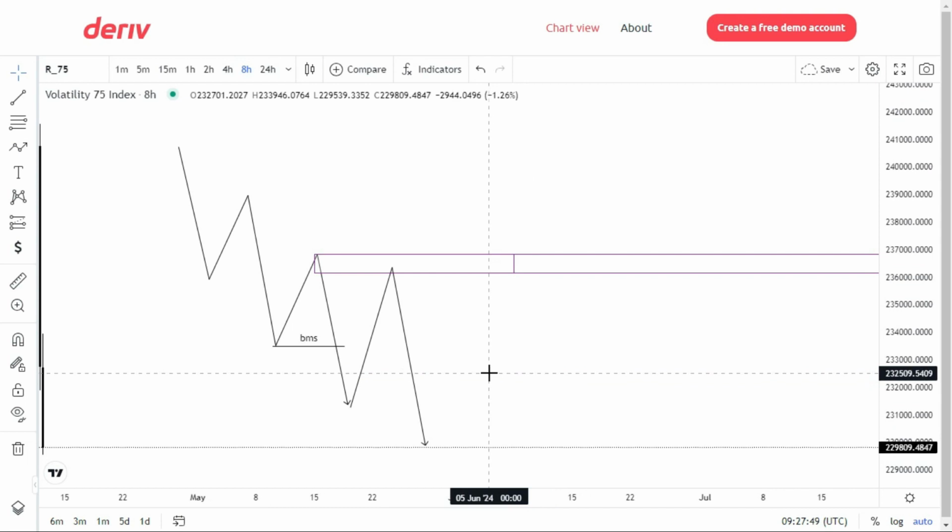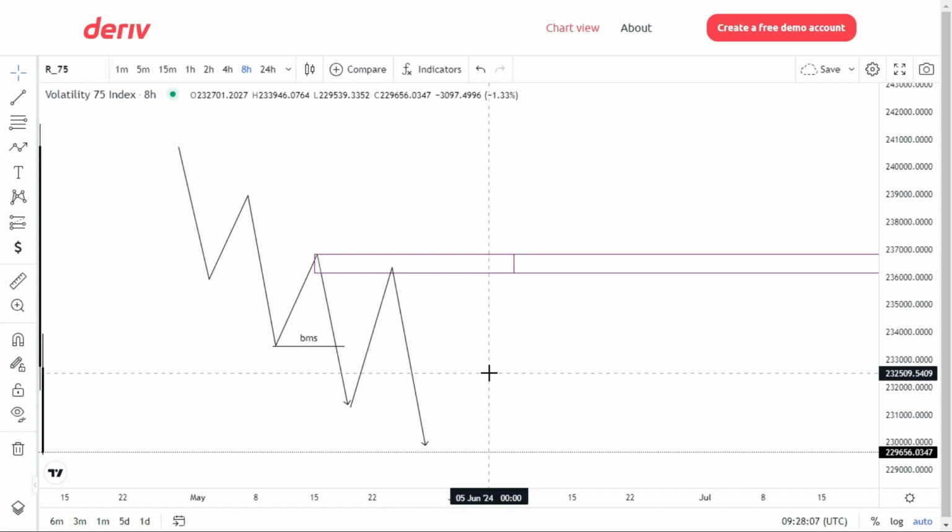That's all what we call break in market structure, or BOS. Some call them BOS or BMS. It's one and the same thing. Or market structure shift, it's one and the same thing. So let's get to the chart and analyze with a real example.